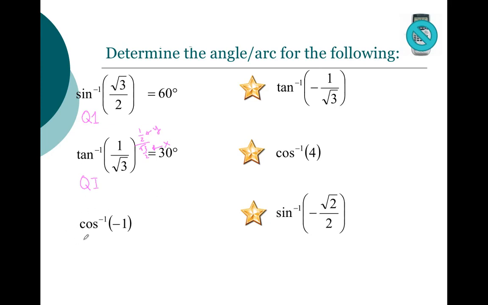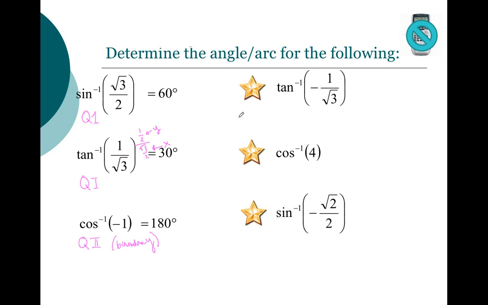Cosine is defined in quadrant 1 and 2. It's going to be negative in quadrant 2. So I know my answer is going to be somewhere between 90 and 180. Where is cosine negative 1? Well, that's going to be on a boundary, right? And that's going to be at 180 degrees.